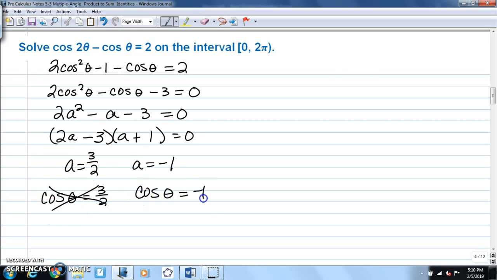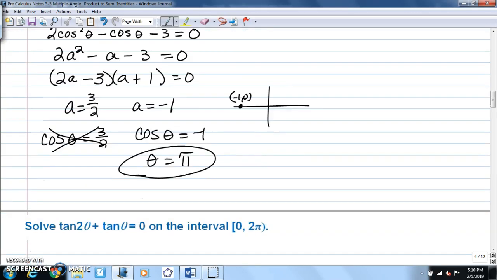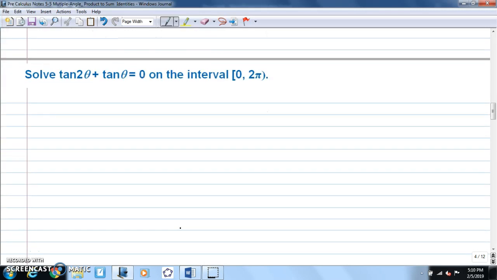Cosine of theta equals negative 1. Where is cosine negative 1? Well, think about your unit circle. Cosine is your x value. Where is your x value negative 1? Right here. Remember, that's the point negative 1, 0. Well, that is pi. So theta is pi. Okay, and it was just once around, so that's the only place it's negative 1. Okay, let's try this one.